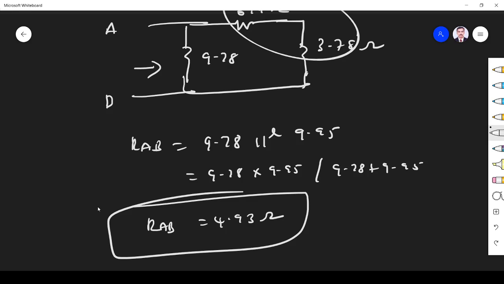So in this way, star and delta network can be used to reduce the complex circuit into simple circuit. I hope you understand all the three problems.